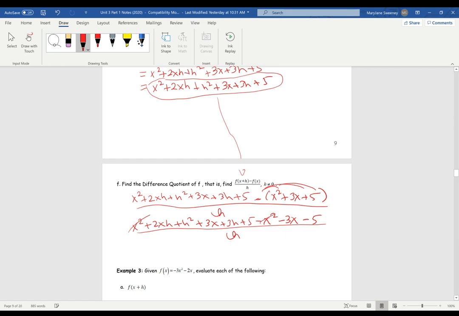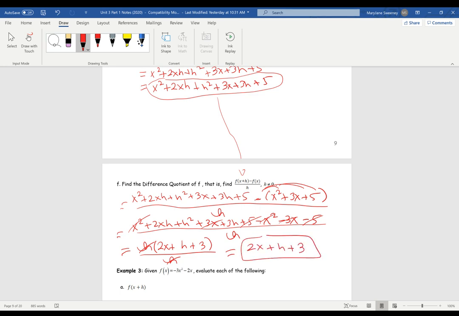X squareds cancel, 3x and the negative 3x cancel, 5 and the negative 5 cancel. On the top, you pull out an h. Bottom, there's an h. That way we can reduce, and we have 2x plus h plus 3.